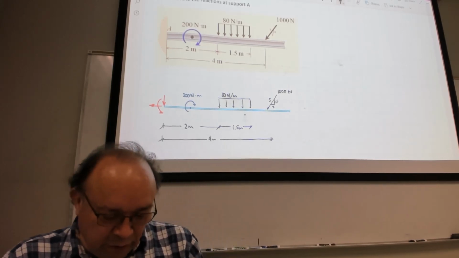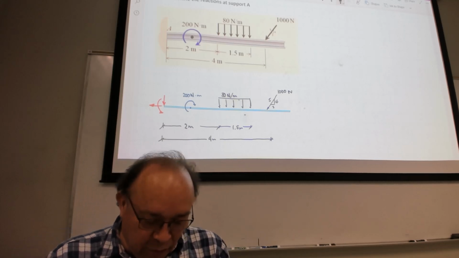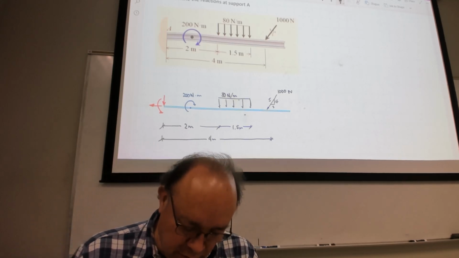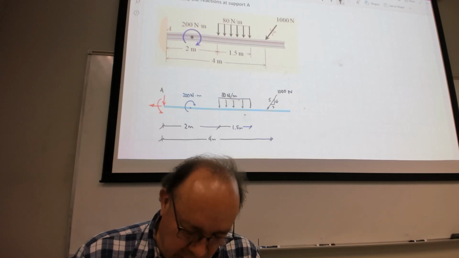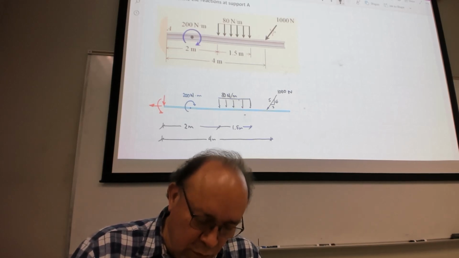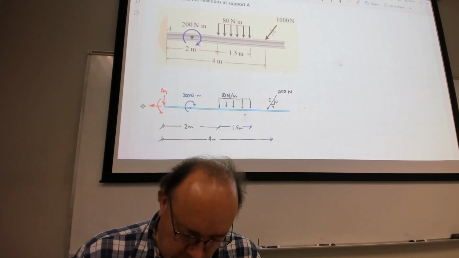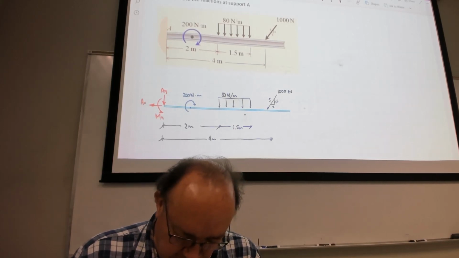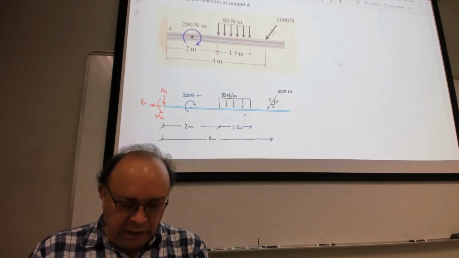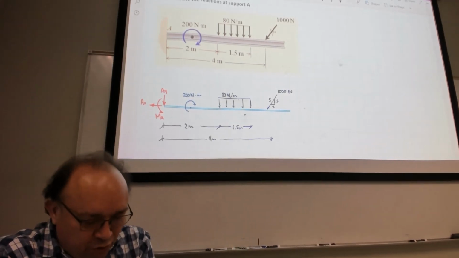I need to put some labels to the unknowns. I'm gonna call this one AY. I'm gonna put here AX, and I call this one MA. Now that's my free body diagram, beautiful.